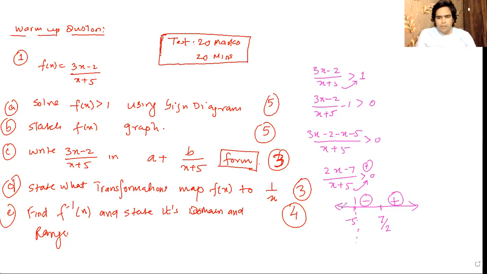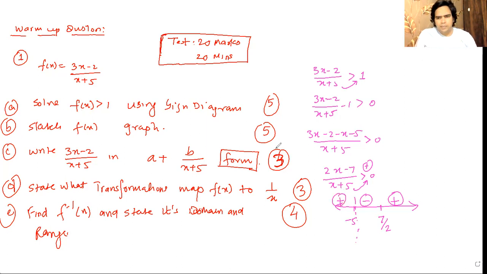Now, on this side, I can take, let's say, negative 6. If I take negative 6, this is going to come as negative over negative, which is going to be a positive value. So this is about the sign diagram.